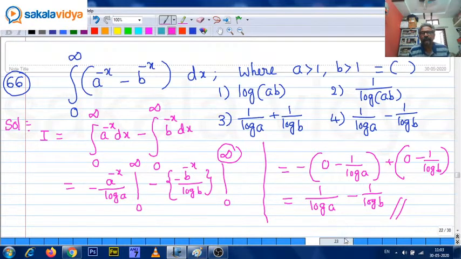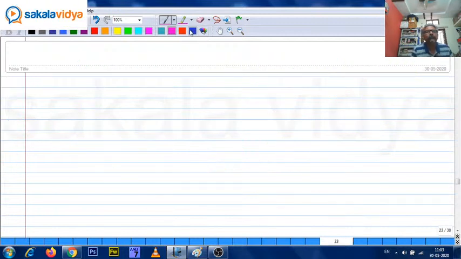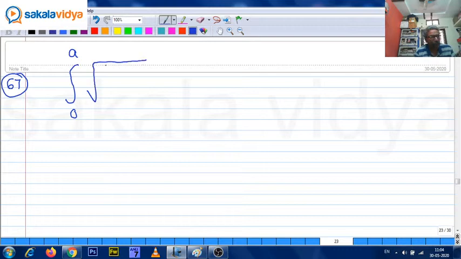Next question, number 67. Integral from 0 to a of root of (a plus x) upon (a minus x) dx.